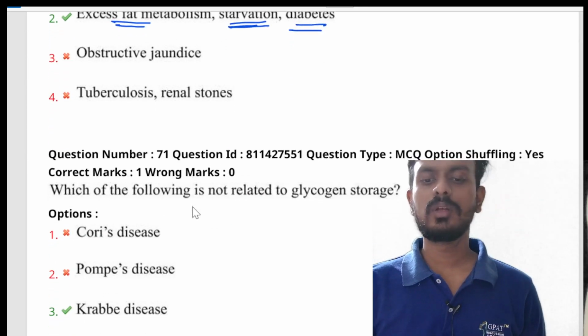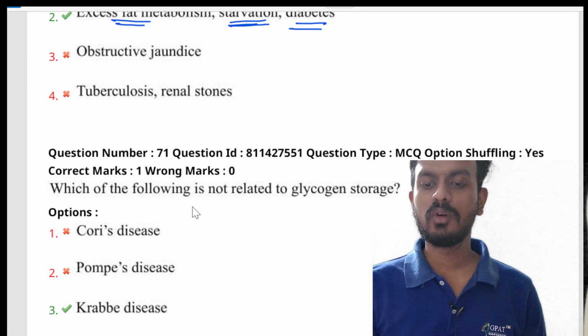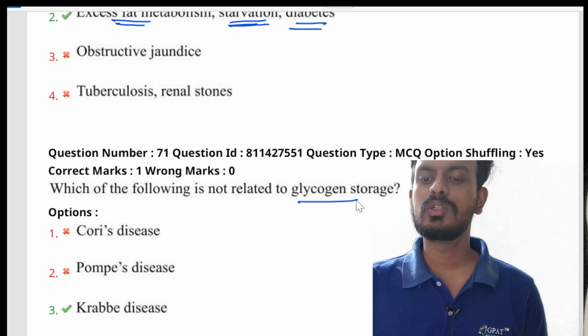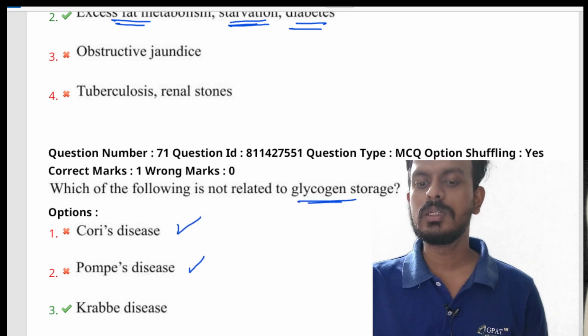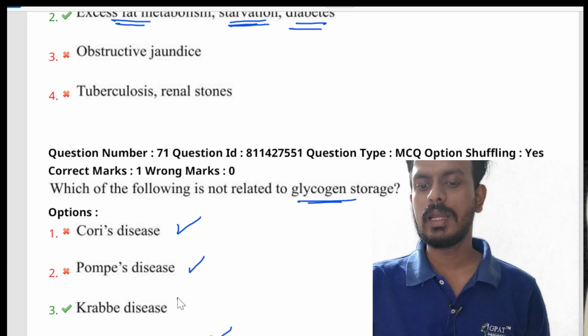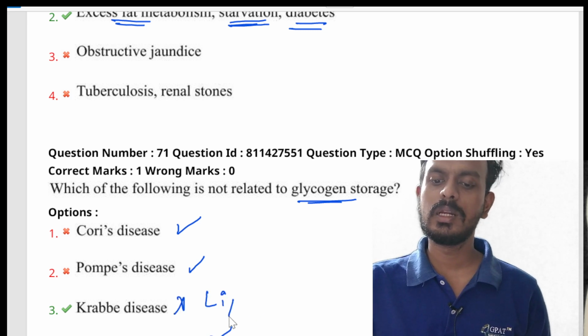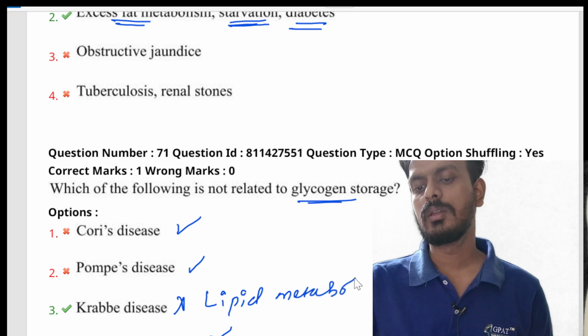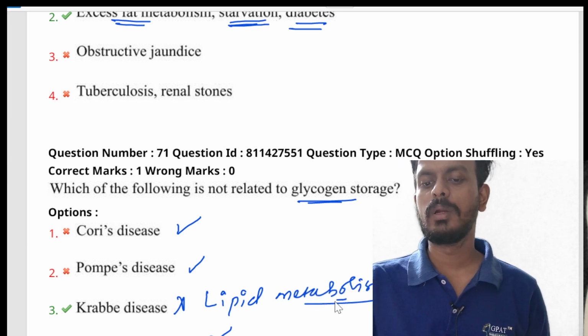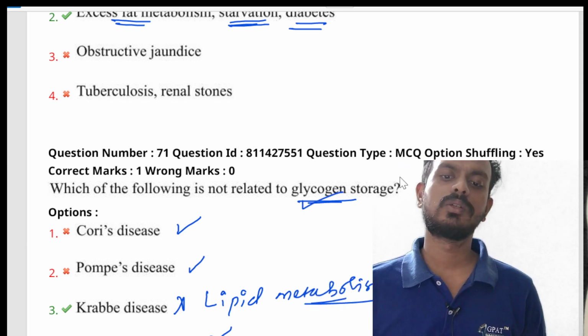Moving to the next question number 71: which of the following is not related to glycogen storage disease? Cori's disease, yes, it is a glycogen storage disease. Pompe's disease, yes. Which disease is not? Graves' disease. It is a disease related to lipid metabolism, not related to glycogen storage.